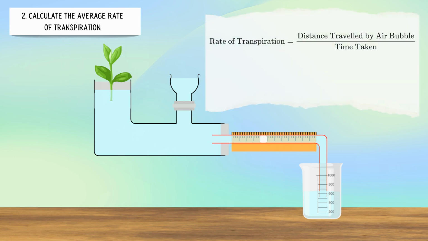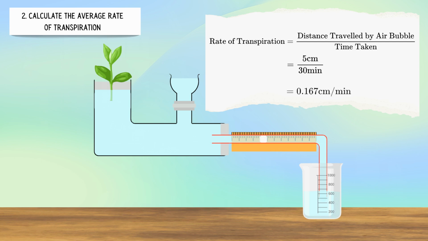Then use the formula to determine the rate of transpiration, which is: rate of transpiration equals distance traveled by air bubble divided by time taken. For example, if the air bubble traveled 5 centimeters in 30 minutes, the rate would be 5 centimeters divided by 30 minutes equals 0.167 centimeters per minute.